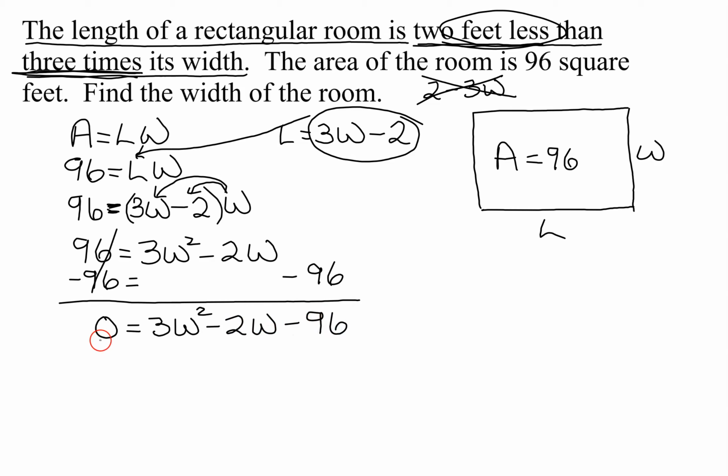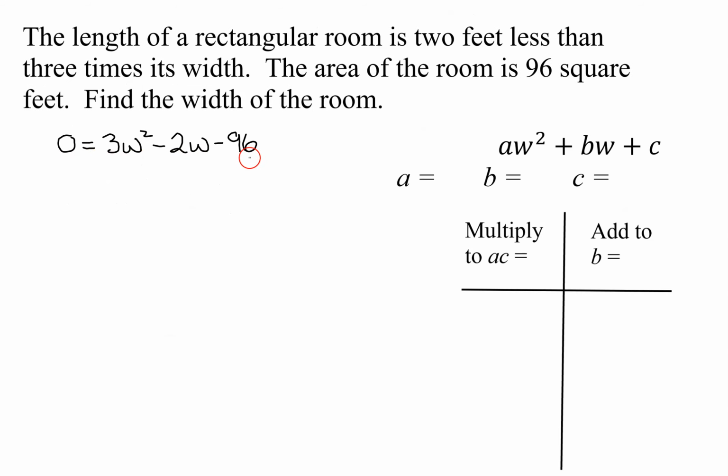So now I have 0 on one side. Everything on the right-hand side is written in descending order, so I'm going to try and factor it, and if that won't work, I'll use the quadratic formula. So looking at this, is there a common factor between all three terms? They don't all have a W, and this has a 3 and this has a 2, so they have no common numerical factor. So I'm going to need a bit more room to factor, so I'm going to go to the next page. So I've written my problem here.